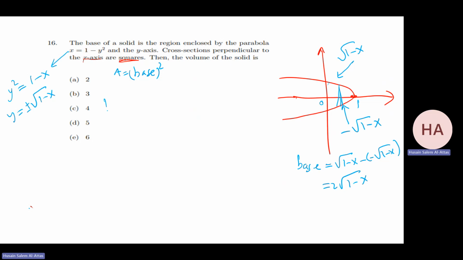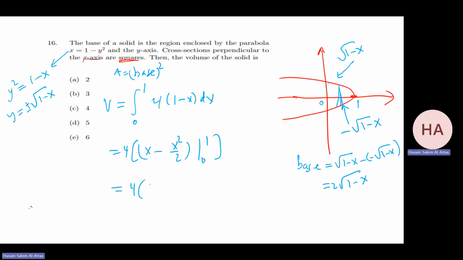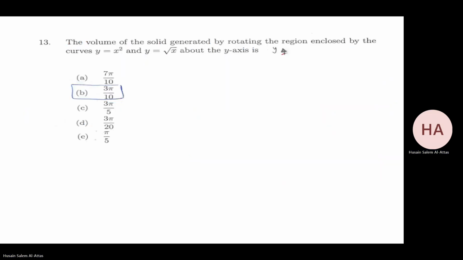So the volume will be the integral from 0 to 1 of the base squared, which is 4 times (1 minus x) dx. So it's 4 times (x minus x squared over 2) from 0 to 1. That will be 4 times (1 minus half), which is half, that will be 2. So the volume is 2.